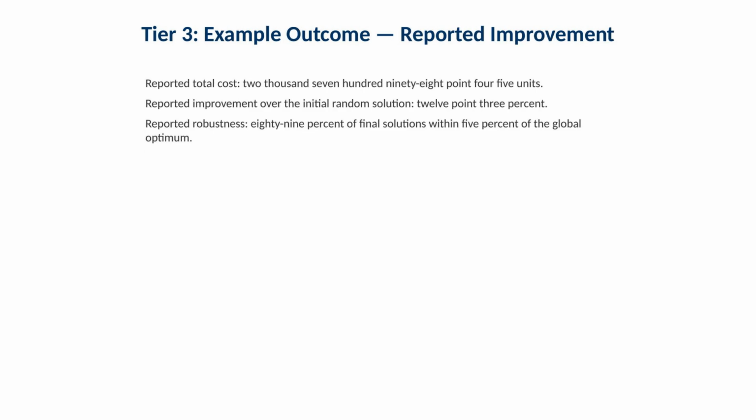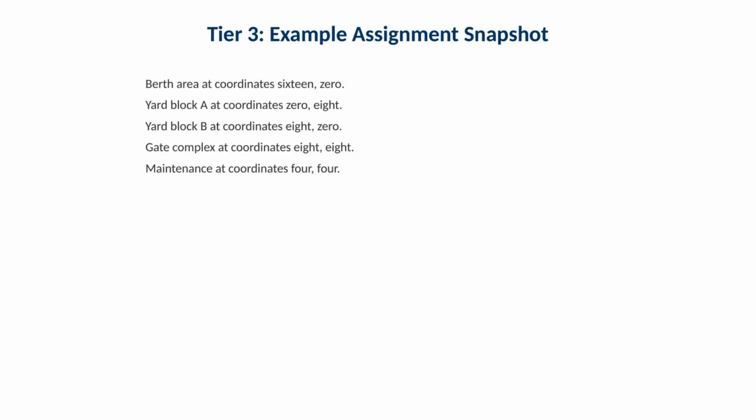The reported final cost is 2,798.45 units. This represents a 12.3% improvement over the initial random solution. The reported robustness is that 89% of final solutions are within 5% of the global optimum. The reported assignment snapshot places the berth area at coordinates 16, 0. It places yard block A at coordinates 0, 8, yard block B at coordinates 8, 0, the gate complex at coordinates 8, 8, and maintenance at coordinates 4, 4.